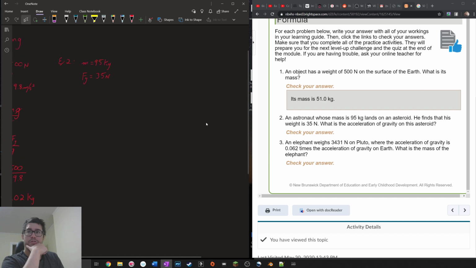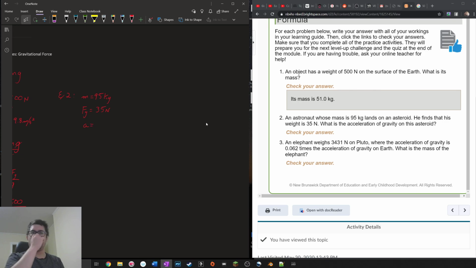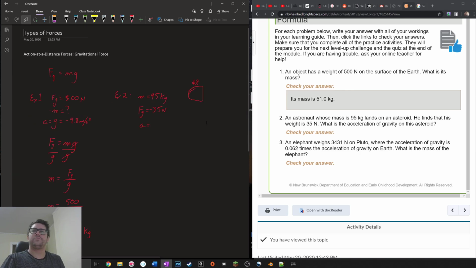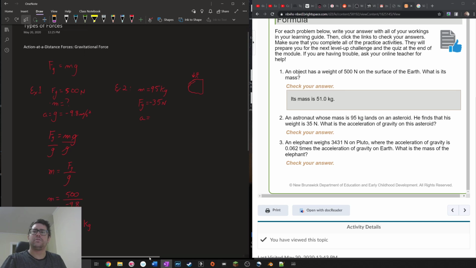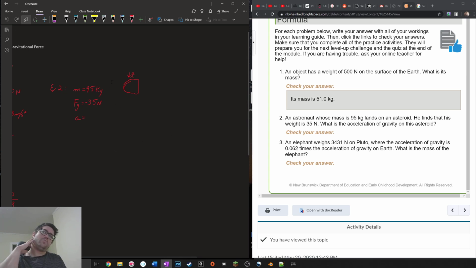So the acceleration is not going to be the same. Now, if we imagine that he's on top of the asteroid, then the force is pulling him down. So this force would be a negative force, because it's pulling him down. But if he's on the other side of the asteroid, it's pulling up. So that's why they don't want to mess with the direction. But we will.